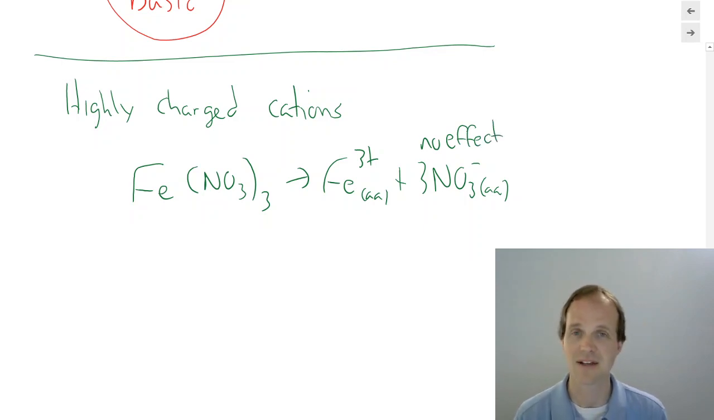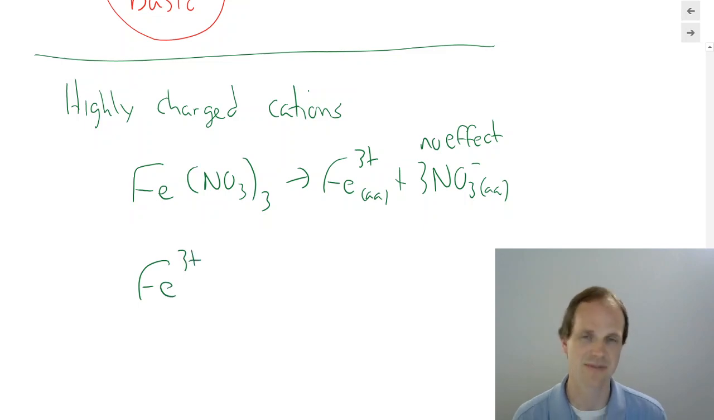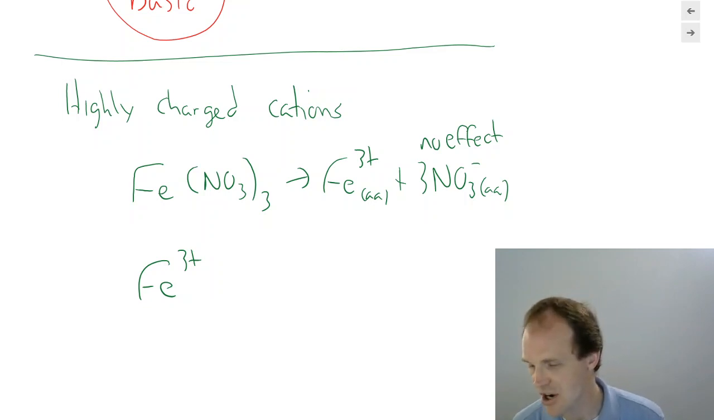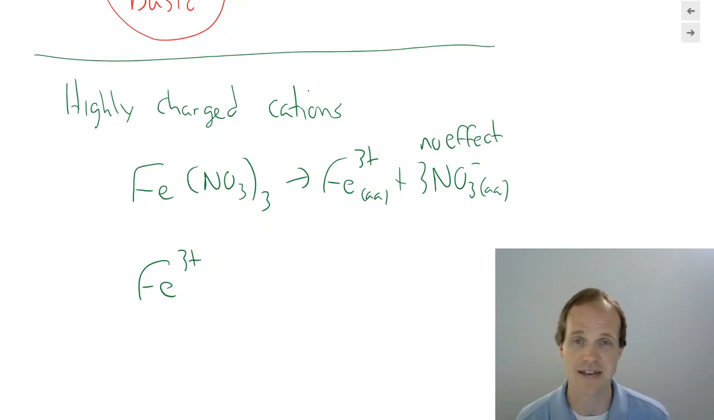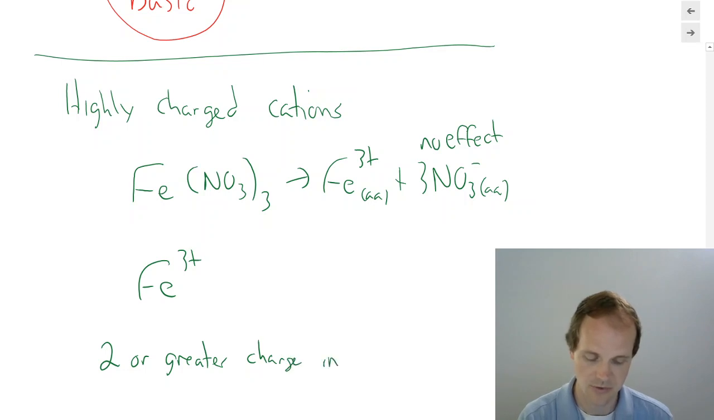Okay? But what about the iron? What's it going to do? And you look at that and you're like, well, it's iron. We haven't really talked about chemistry of iron at all. So let's talk about some chemistry that might happen with this iron. It turns out if you have a highly charged cation, what are highly charged cations? Highly charged cations have a 2 or greater charge, and they're usually in the transition metals. Okay, so a 2 or greater charge in transition metals.